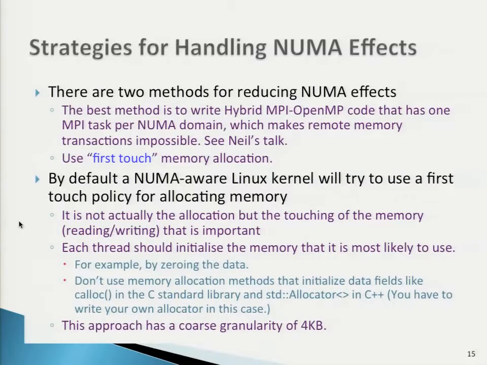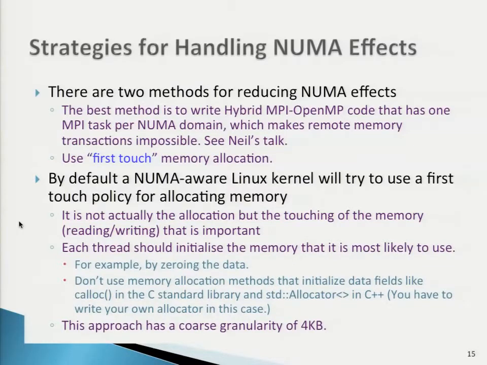Okay, so now that we can assign pin threads where we want them on our sockets, we can start to think about different techniques for handling NUMA effects. So when we realize that we've got a NUMA-related problem or bottleneck in our code, how do we go about addressing it? And there are 2 basic methods. Easily the best method is to use a hybrid MPI OpenMP code, where you have one MPI task per node and then threads inside that per OpenMP task.